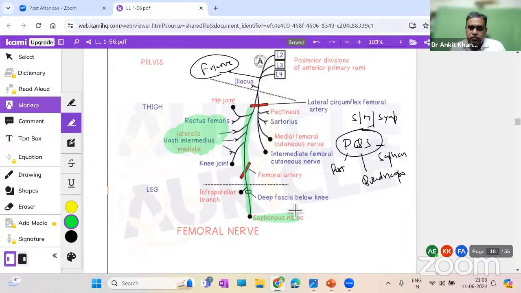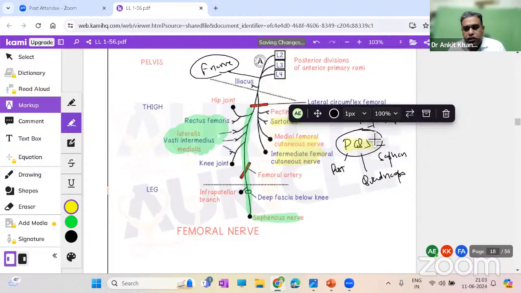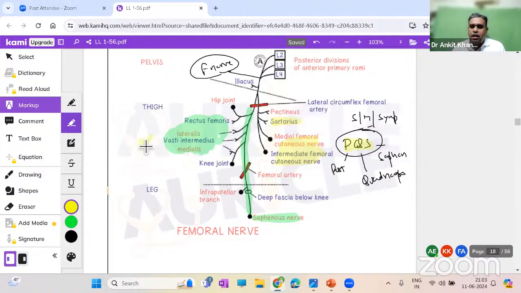What is remaining is supplied by the anterior division, mainly the sartorius muscle and a few cutaneous nerves over there. That's it. So the anterior division is a bit small. The posterior division is huge, and it is supplying the quadriceps. So remember PQS. P, posterior division. Q for quadriceps femoris, which has all these 4 muscles. And S is for the longest. Now, this is also the longest.